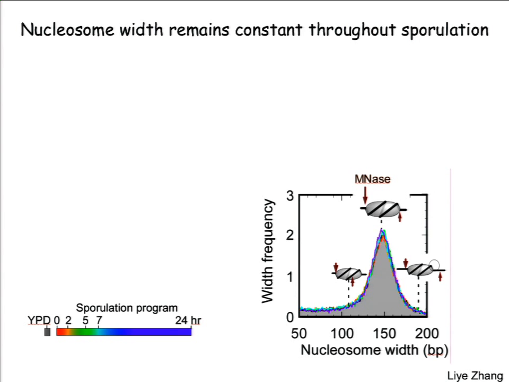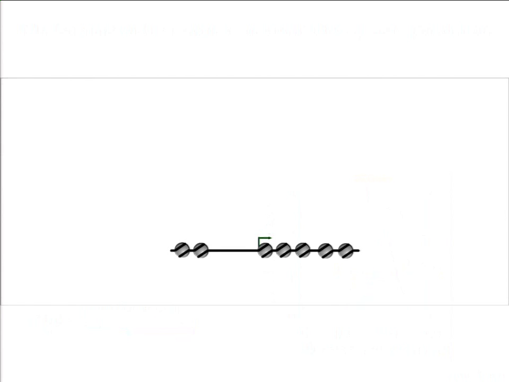So I think the point we're getting at here is that it's remarkable the degree of constancy of this chromatin fiber as it goes through some major transformations during developmental stages.